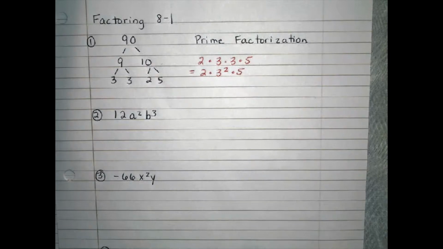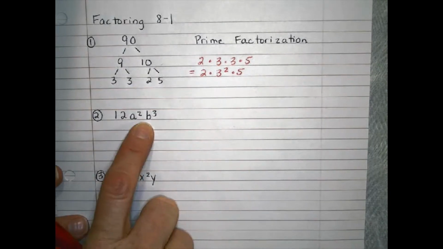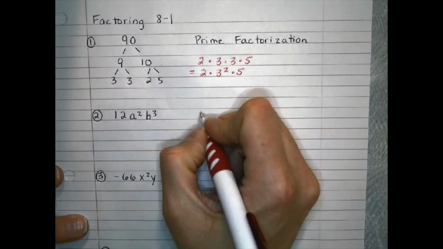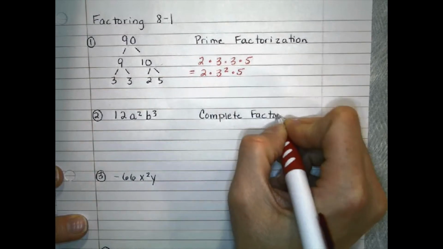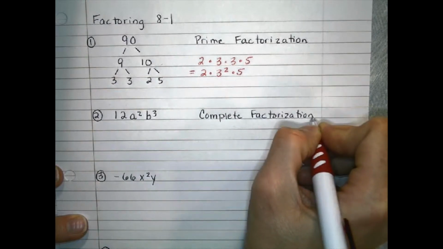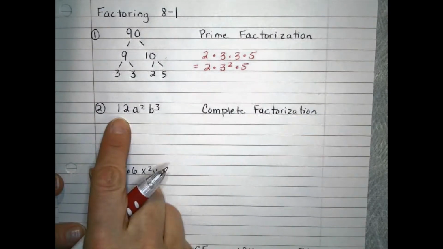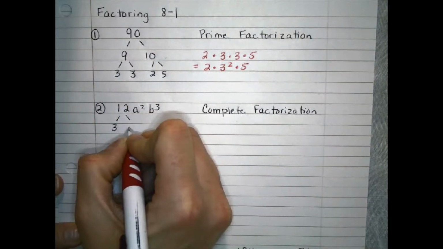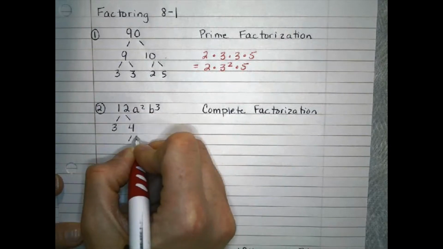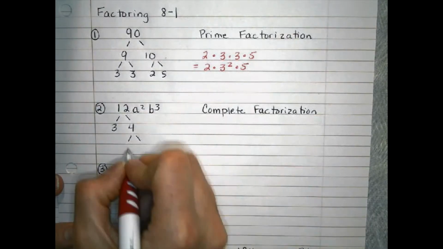Sometimes I want to find the complete factorization of a term that includes both a number and a variable. You'll recall we call that a monomial. So in this case, I am asked to find the complete factorization. The way I like to do these problems is I still like to use a factor tree, just as I did above, for the number. So I'm going to take a look at 12 and see that that can be the product of 3 and 4. And 4, of course, is not prime, so I'm going to break that down to 2 times 2.